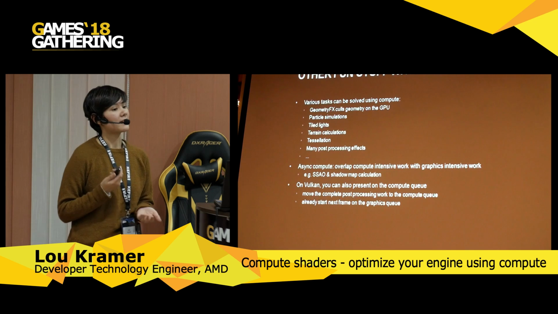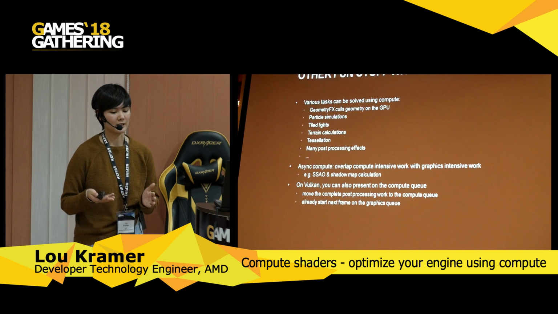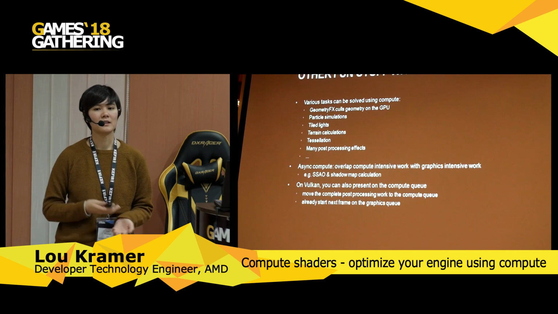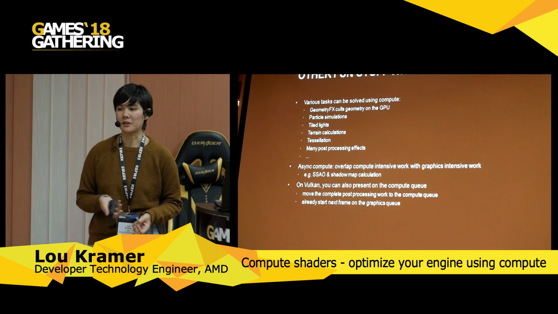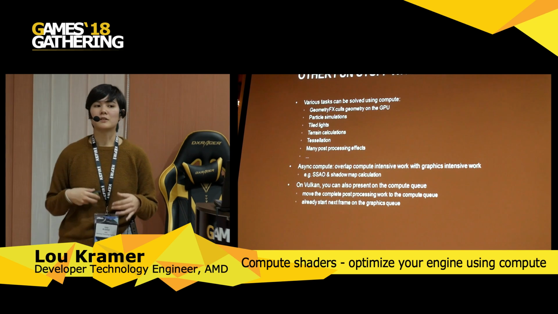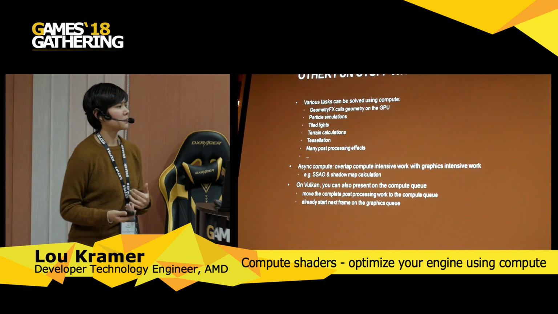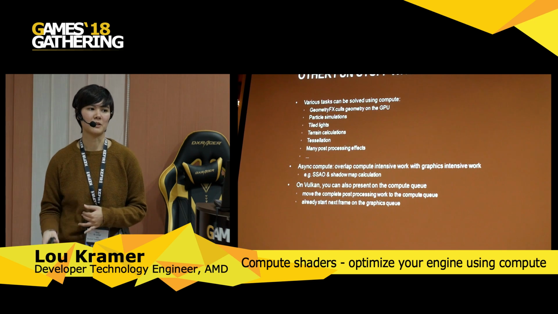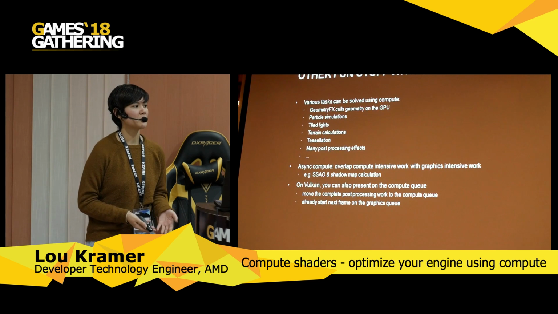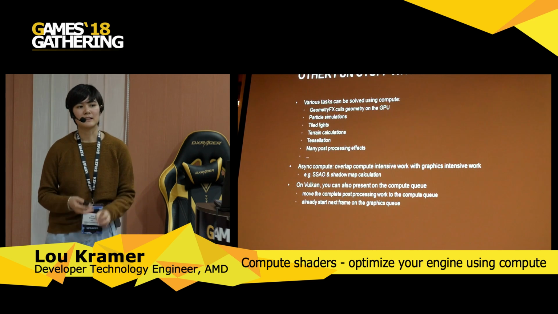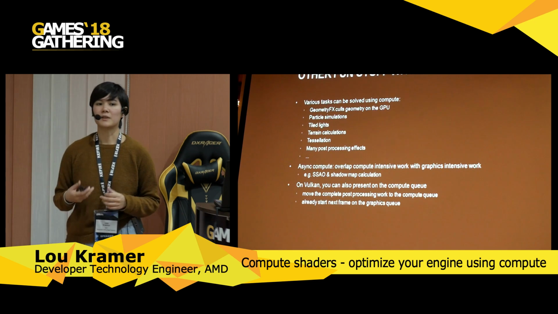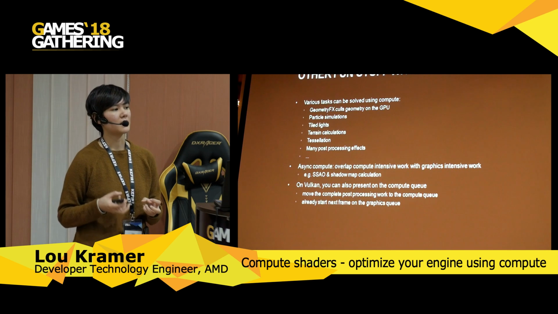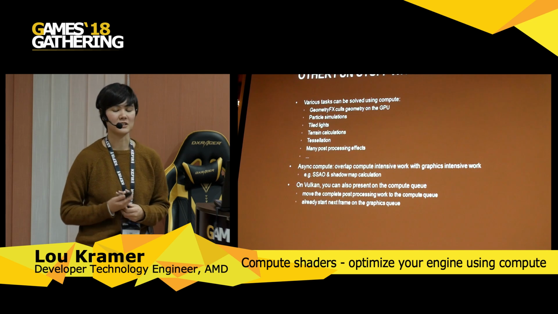Then you can also make async compute. Async compute means you can overlap compute shader work with graphics pipeline work. And a quite typical example where async compute works out quite well is overlapping SSAO with shadow map calculations, because SSAO uses different hardware units than the shadow map calculations. So we can really utilize the different hardware units on the GPU quite efficiently.